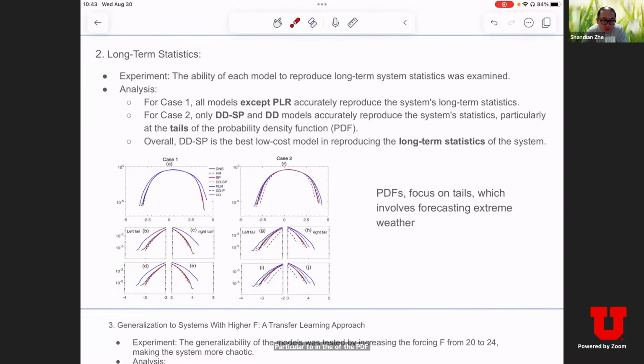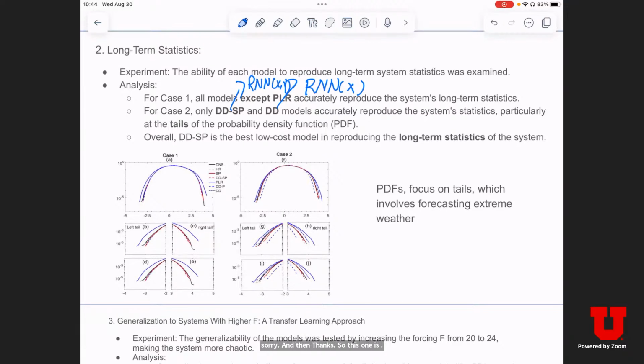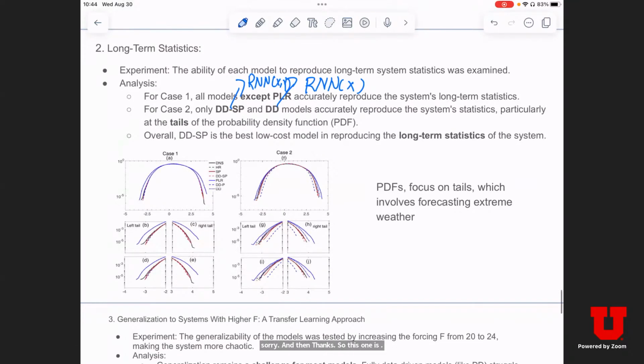What is the DD model? Oh, sorry. Go ahead. Well, what is the DD model? The DD model is the fully data-driven model. Only history X. R and then X. So this one is R and then X and Y. Okay. Any other question?